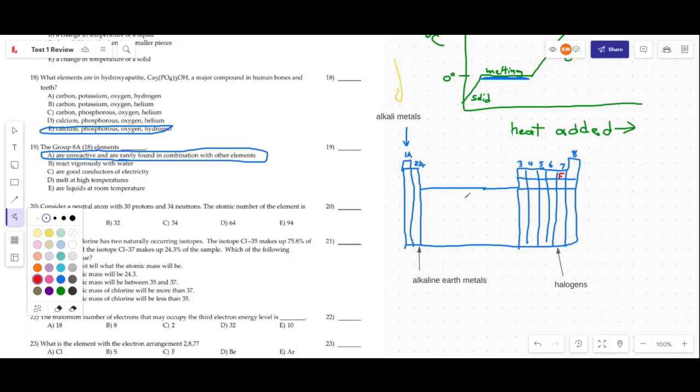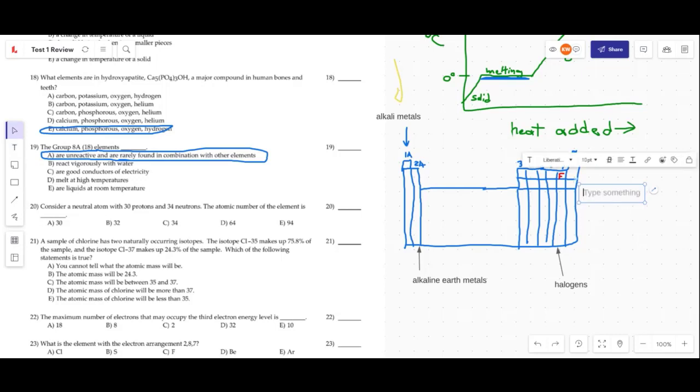But yeah, so halogens, alkaline earth metals, and then of course the noble gases, which is the last one we just talked about. Okay.